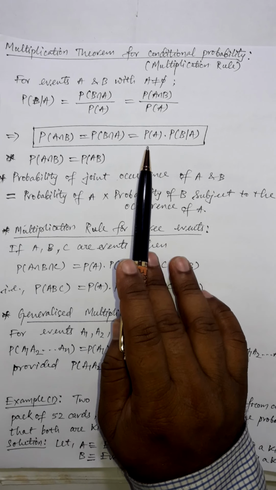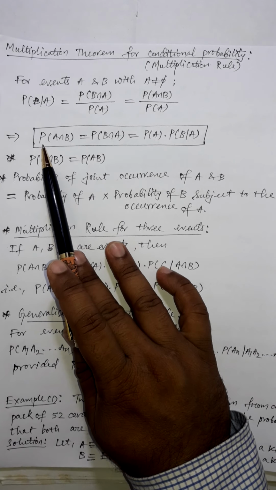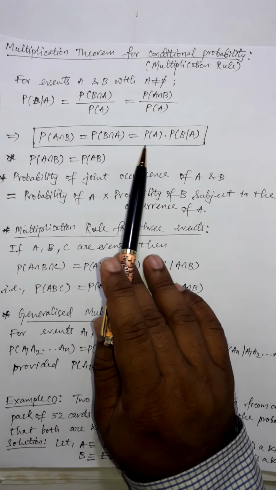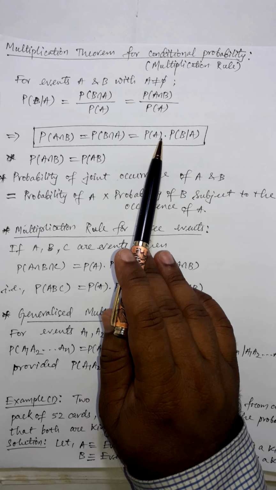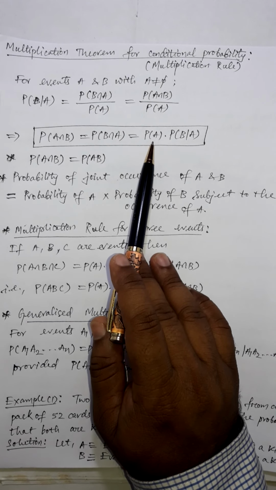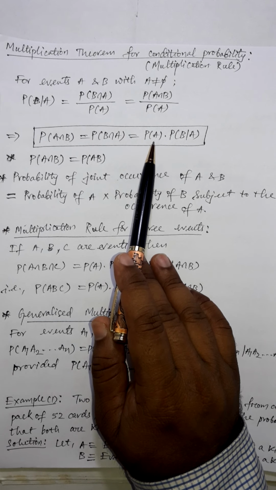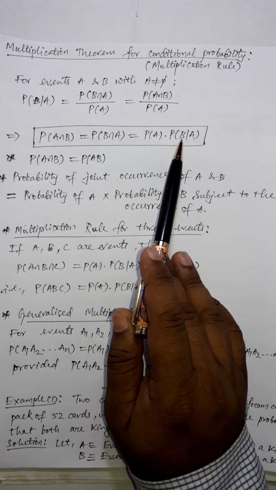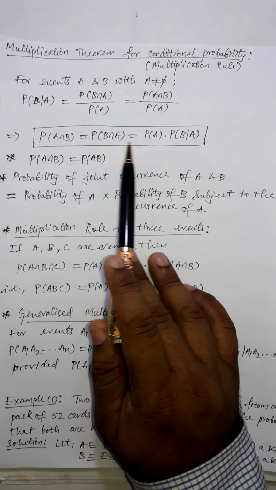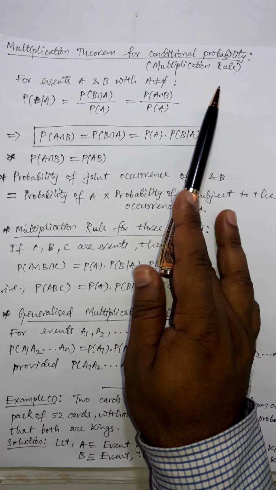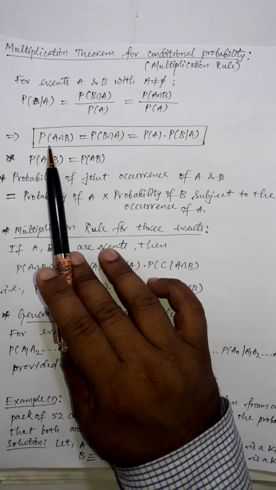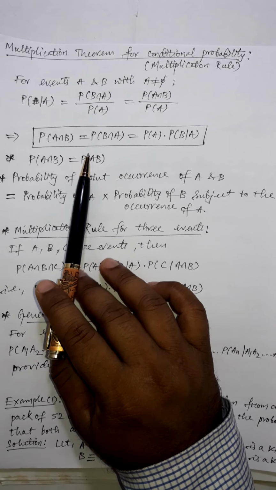So here we can see, to get the probability of two events' intersection, we'll get the result as a product of two different probabilities, where the first event's probability is multiplied with the conditional probability of the second event. That's why this formula is called the multiplication rule, because two probabilities are multiplied and by that we are getting the probability of intersection of two events.